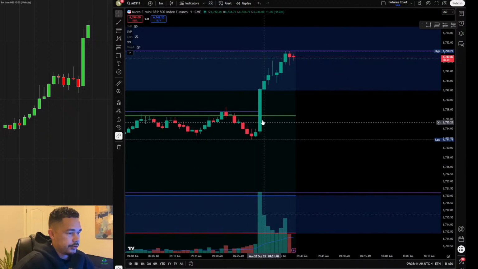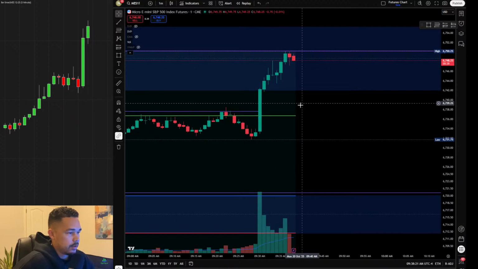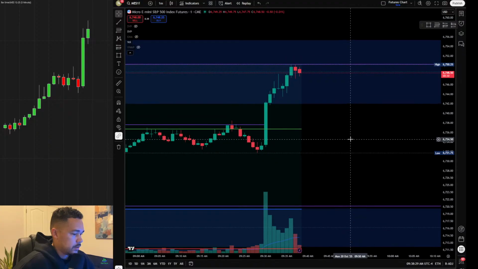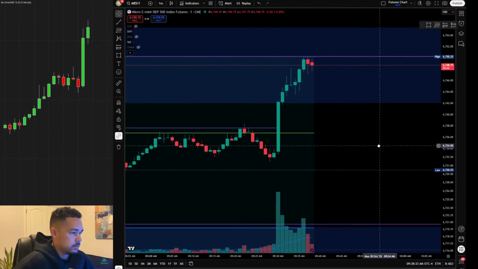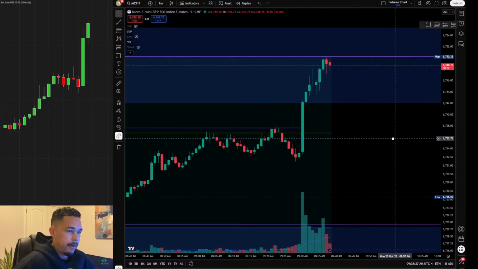Price could also want to trade back into this point of control. You have this pretty significant, strong, bullish candle. Price may want to come back in and continue bullish. So, it all depends. I'm just going to stay as fluid as possible and just trade with what price gives me.